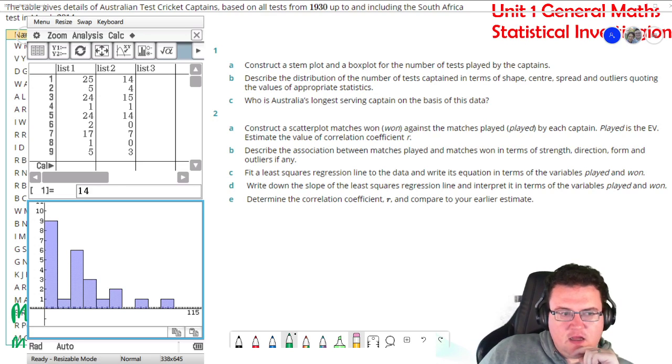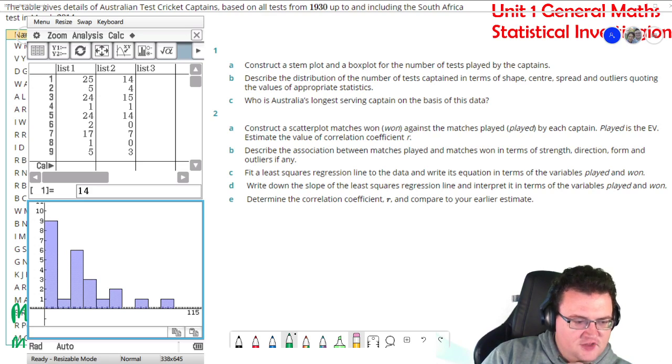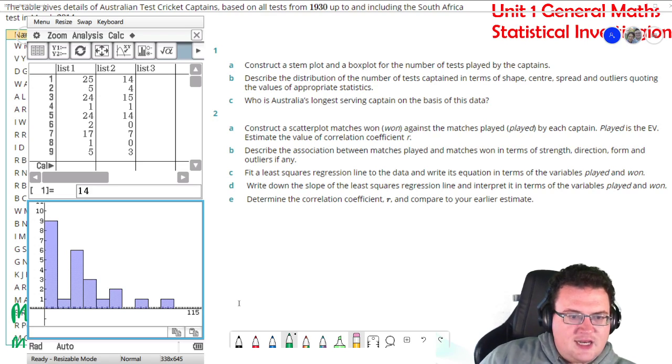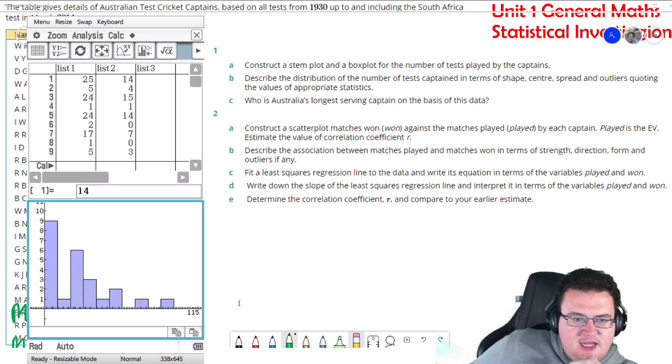All right, because the center of that data set is much more towards the left-hand side than in the middle of the data set, which is what is important. It is positively skewed with an outlier. The median number is 24.5. That means that half of the captains played less than 24 tests. 50% of the captains captained between 4 and 38 tests. Remember, you're looking at Q1 and Q3. Q1 is very, very low, and Q3 is only 38.